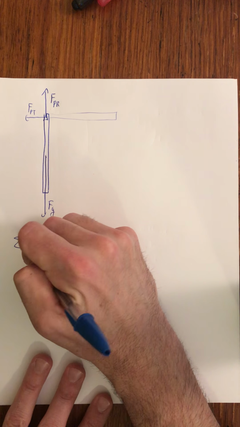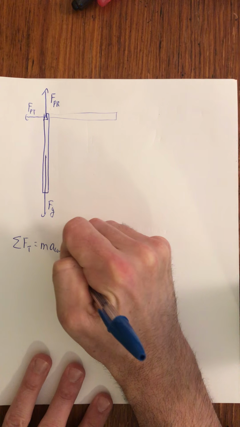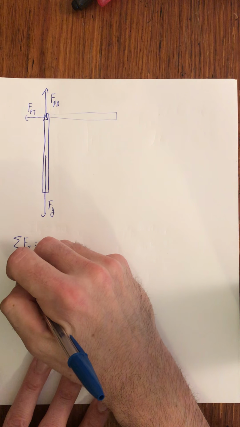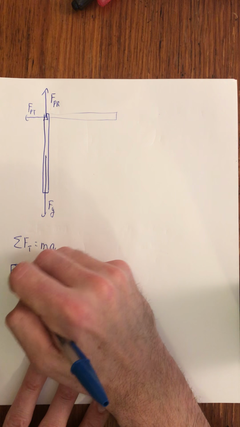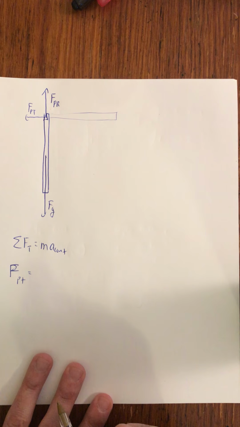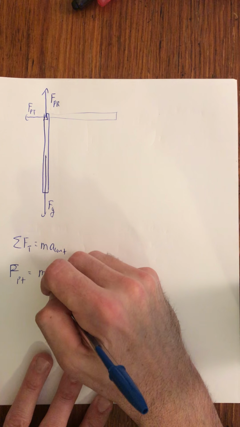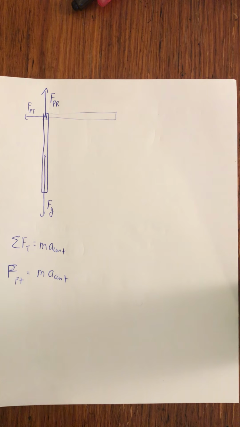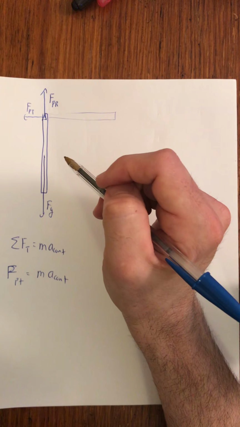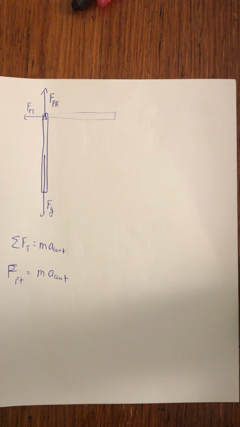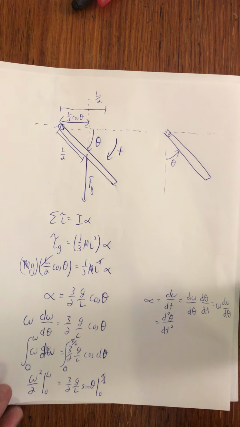We'll start with that one. Sum of the forces tangentially is equal to m a com tangential. And so if I look at that, that's just going to be FPT is equal to m a com tangential at that point. Now, here's the thing. What is the tangential acceleration at that point? Well, let's go back to some of our earlier analysis where we looked at generically what was happening at that intermediary point. Boom, right here.